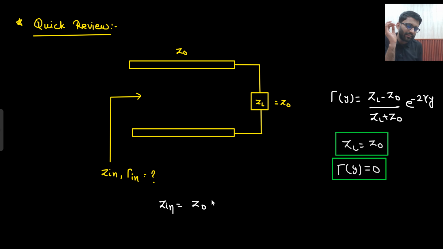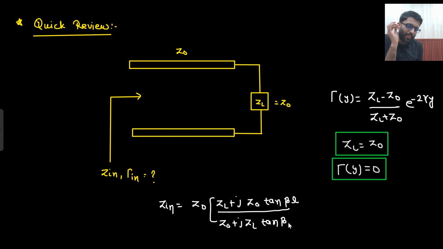Zin is Z0 into ZL plus jZ0 tan beta L divided by Z0 plus jZL tan beta L. Or at any point of the transmission line, you will always see Z0 impedance. Why is that so? Because ZL is replaced with Z0. Now this term and this term will get cancelled. So Zin is equal to Z0 only.